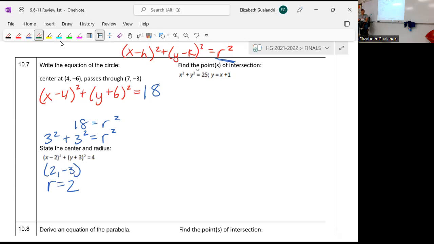Okay, the points of intersection. We're going to do one here on 10-7 and one on 10-8 just to make sure we remember this idea. If you don't have them both equal to each other, you're going to substitute. So if you're given a circle and a line, you're going to substitute. You're going to take x plus 1 and substitute it in for the y in the other problem. So here we have x squared plus the quantity x plus 1 squared equal to 25. All I did was substitute that in.